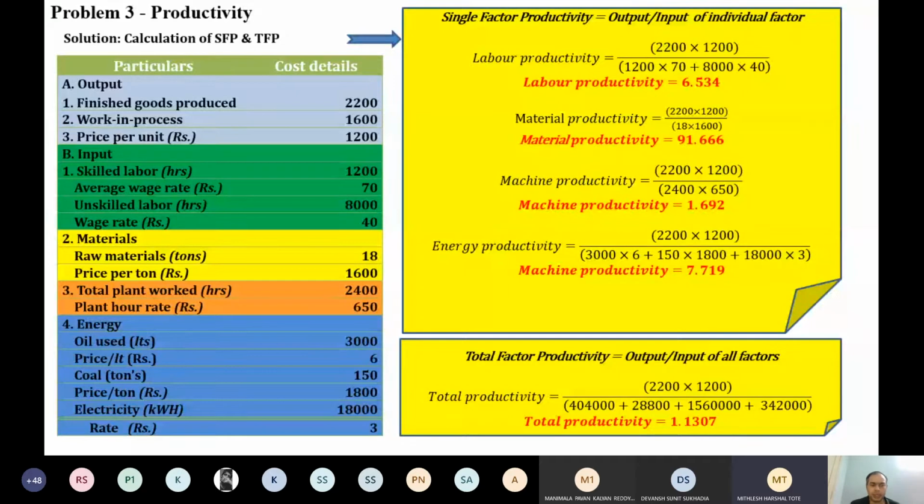Okay, thank you. So next we'll see how to calculate total factor productivity. Total factor productivity is again output divided by input of all factors. So what I'm doing is calculating all the inputs.